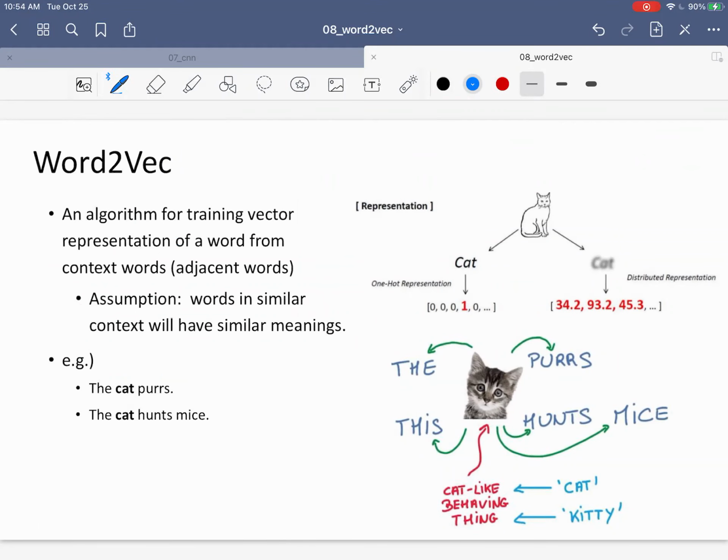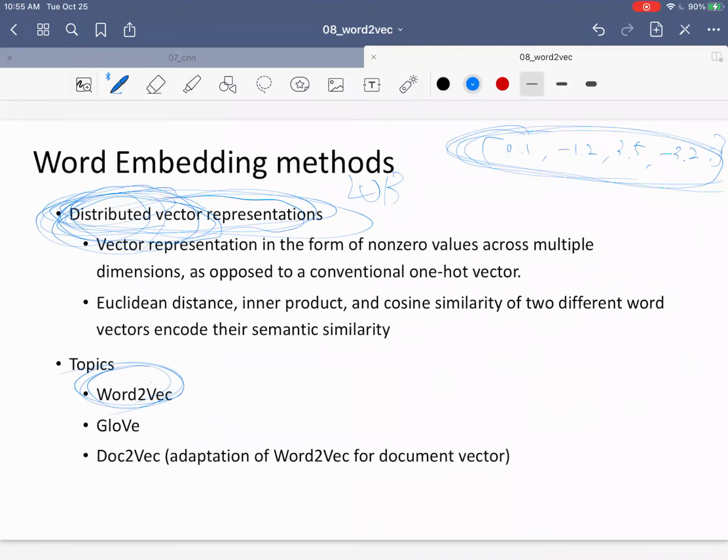So word2vec does that, actually. Word2vec is an algorithm for training a vector representation of a word from context words. So we're going to get to this. You have a bunch of corpus, a bunch of documents. You need a bunch of documents to train using word2vec, like Wikipedia or book corpus or tweets or blogs or news articles, something like that. And from those documents, using word2vec, you can derive a fixed vector representation of a word in a continuous form, in a distributed form.